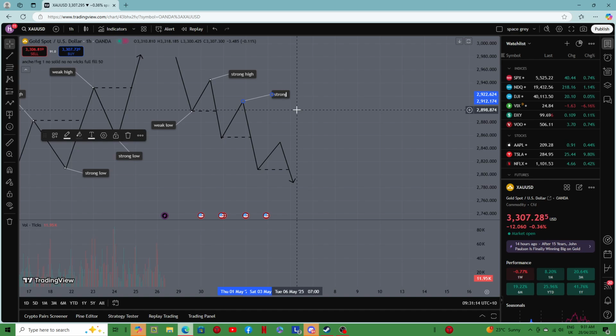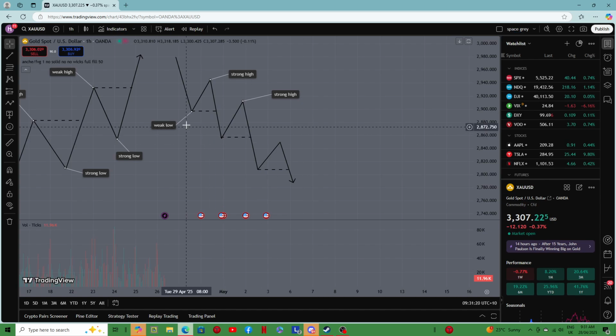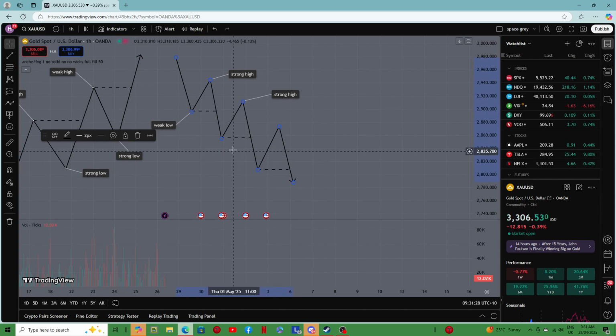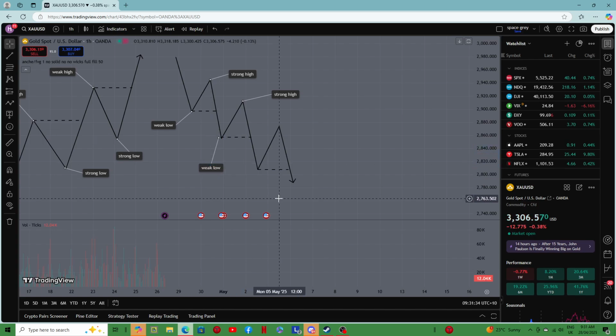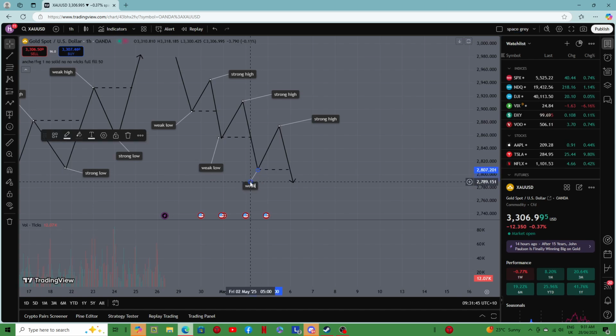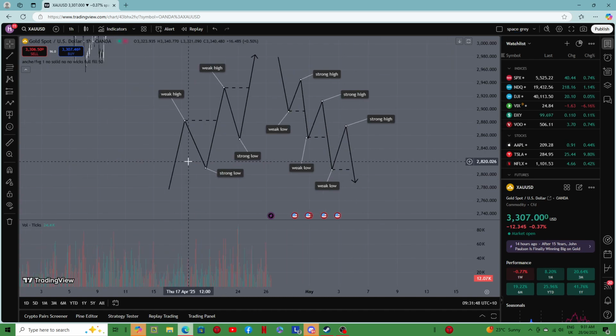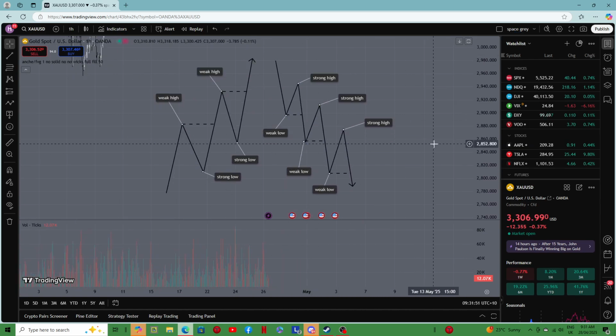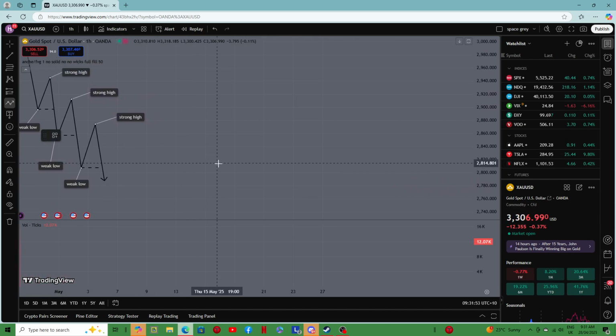Anyway, strong high, because price came down and wasn't able to break this. Yeah, weak low, strong high, weak low. Yeah. So now we've got that sorted out. Let's see how we can use that to our advantage.